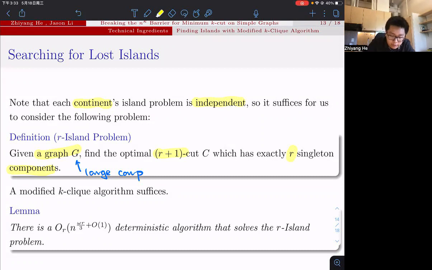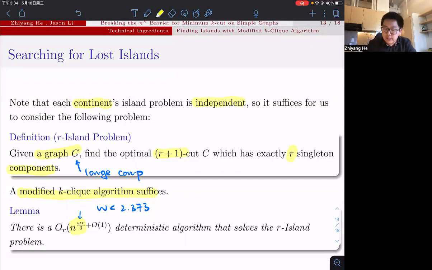Now, it shouldn't be surprising that a modified k-clique algorithm using matrix multiplication would suffice. Oh, and I just realized I never introduced omega. Omega is the matrix multiplication exponent, and last time I checked, omega is less than 2.373. So apologies for introducing it this late, but the modified k-clique algorithm is just going to make use of matrix multiplication. And the lemma that we have is that there's an n to the omega r over 3 deterministic algorithm that solves the R island problem.